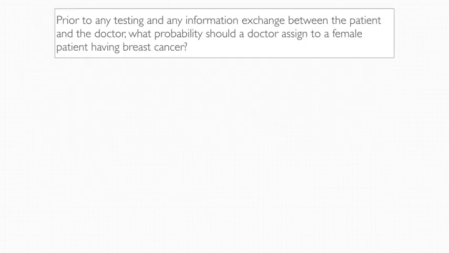Prior to any testing and any information exchange between the patient and the doctor, what probability should a doctor assign to a female patient having breast cancer? Since we don't know anything about this patient's medical history, our best bet is to treat them like a randomly chosen person from the population. Hence, we would set this probability at 0.017. This is the prior probability we assign to a patient having breast cancer before we collect data on them. In other words, before we test them.